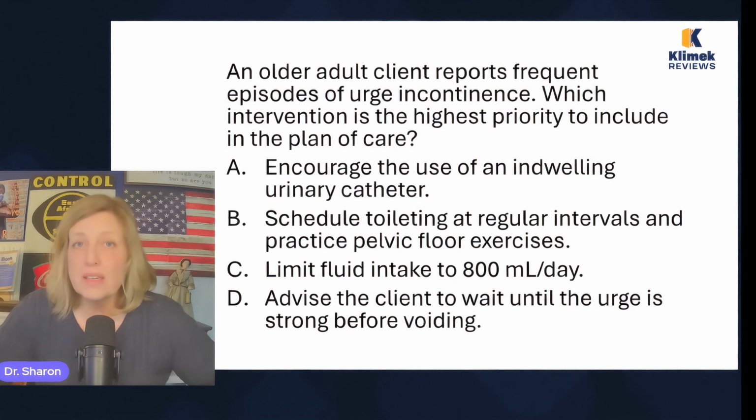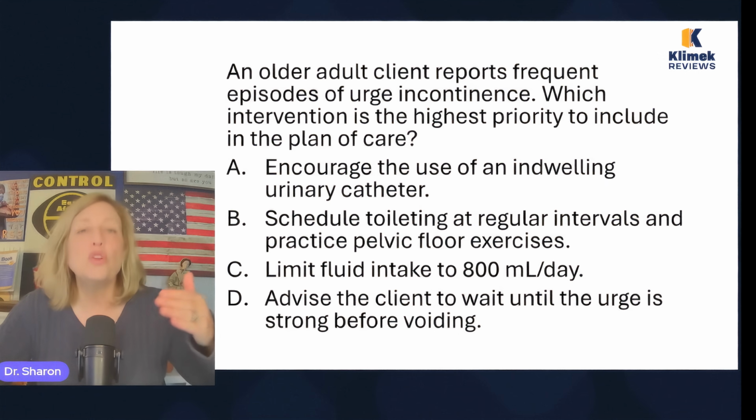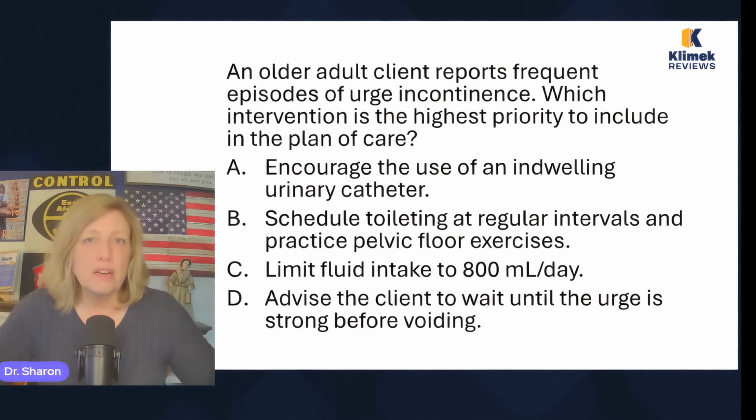Another high priority, this is another best question. So what's the best way to manage urge incontinence? Encourage the use of an indwelling urinary catheter, schedule toileting at regular intervals and practice pelvic floor exercises, limit fluid intake to 800 mLs a day, advise the client to wait until the urge is strong before voiding. So when you have a highest priority nursing intervention, you never pick an answer that's unusual. There's always exceptions to every rule, but the NCLEX tests on general rules, not exceptions for the most part. So when you get a best question or highest priority question, don't pick the answer where you go, well, I might do that. No, pick an answer that's a fundamental principle for treating this issue.